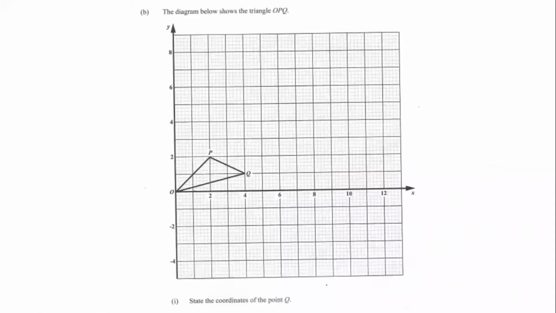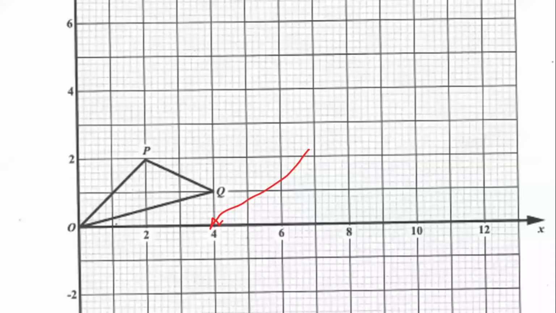So part B now says, the diagram below shows the triangle OPQ. So we have OPQ, and it says state the coordinates of the point Q. Now guys, if you remember, when you're always writing coordinates, your x-axis comes first, followed by your y-axis. If we're reading the coordinates for the point Q, we read from the x-axis first, followed by the y-axis. So indeed, when we zoom in, it will be right here, and the coordinates would be 4, 1.